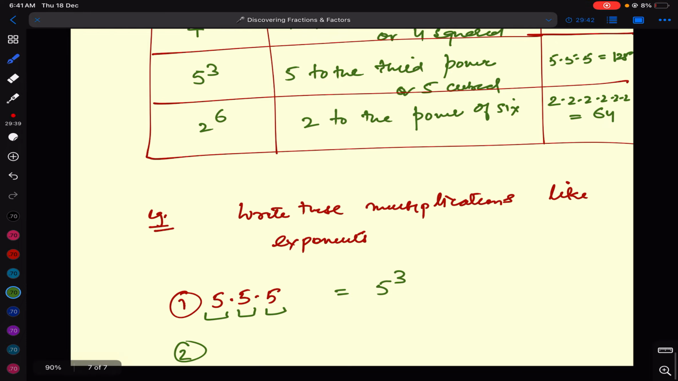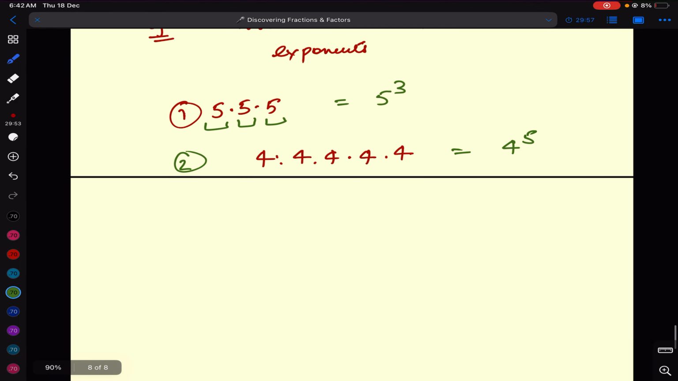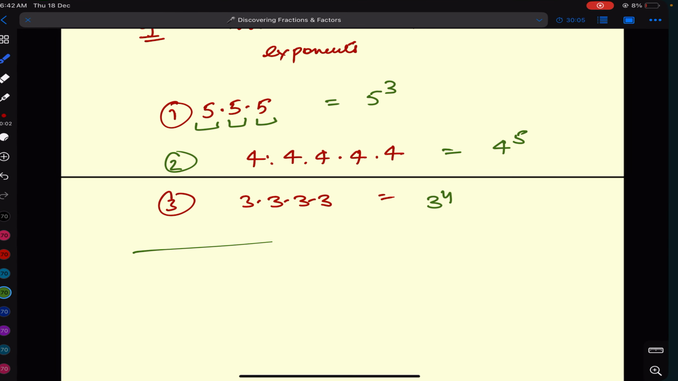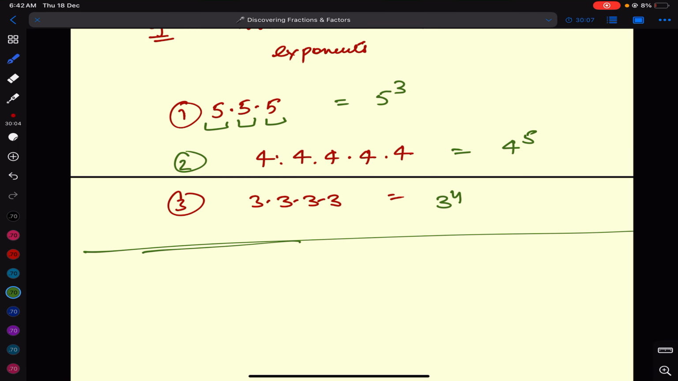Similarly, for the second example, 4 times 4 times 4 times 4 times 4. Here 4 is getting repeated 5 times, so it will be 4 to the 5. The third is 3 times 3 times 3 times 3. Here 3 is getting repeated 4 times, so it will be 3 to the 4. Okay, so this is how we represent the powers over the exponents.